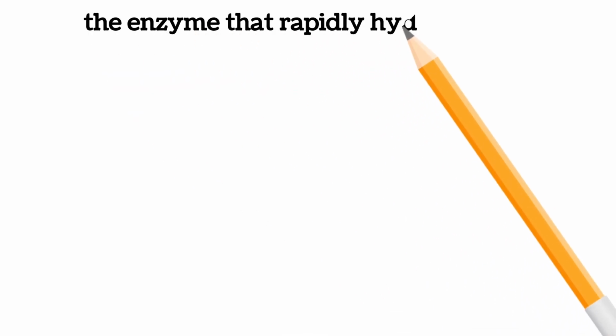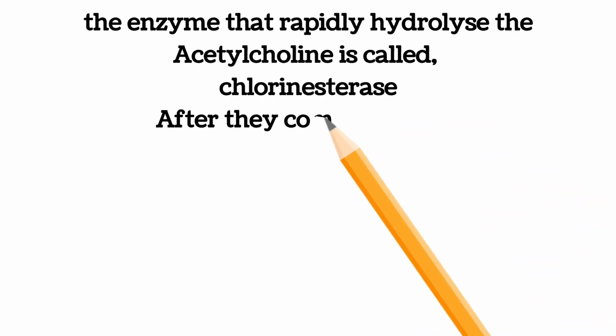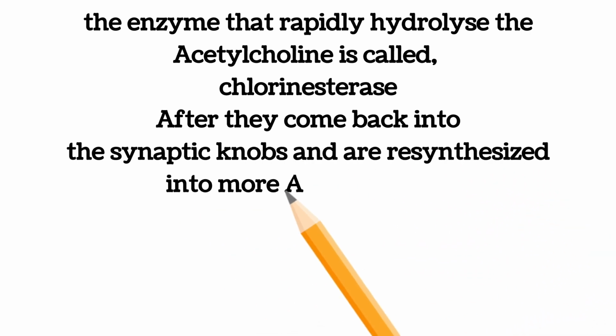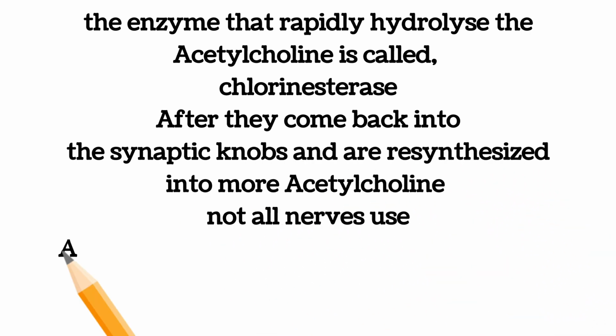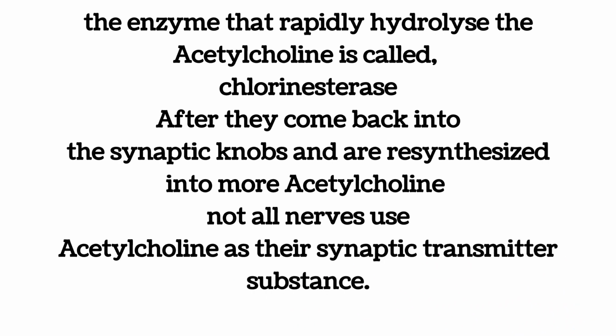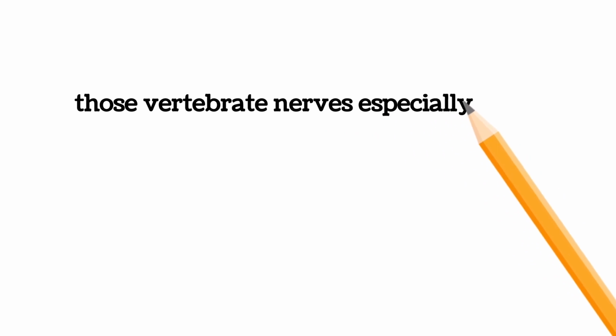The enzyme that rapidly hydrolyzes acetylcholine is what we call cholinesterase. After this, the products come back into the synaptic knobs and are resynthesized into more acetylcholine.